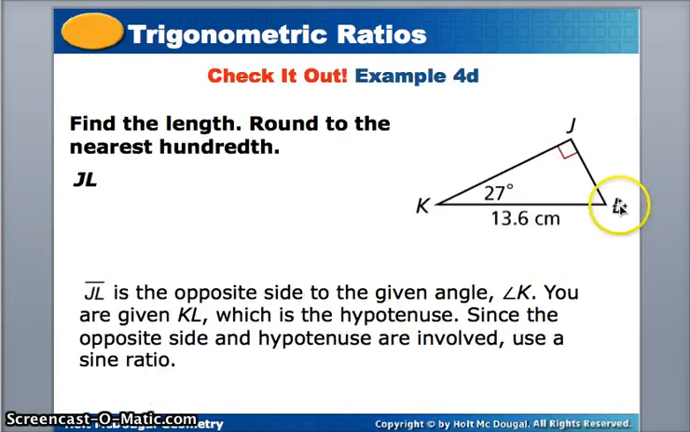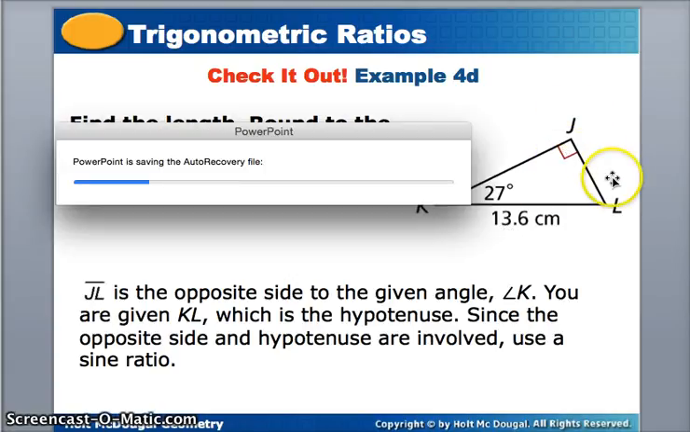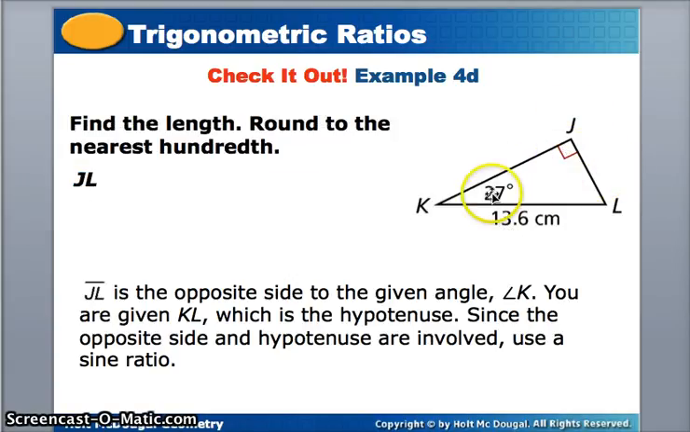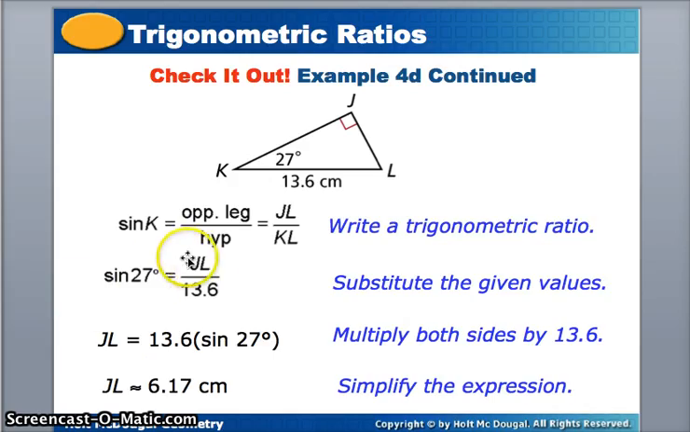Then right here, we've got to find JL. We've got 27 degrees, we've got 13.6. Now x right here is opposite 27. Opposite and hypotenuse, we're going to set this up as sine of 27 equals x over 13.6, pardon me. Remember, they put JL right here. When you cross multiply, you'll be left with JL equals 13.6 times sine of 27 degrees, which when simplified gives you 6.17.